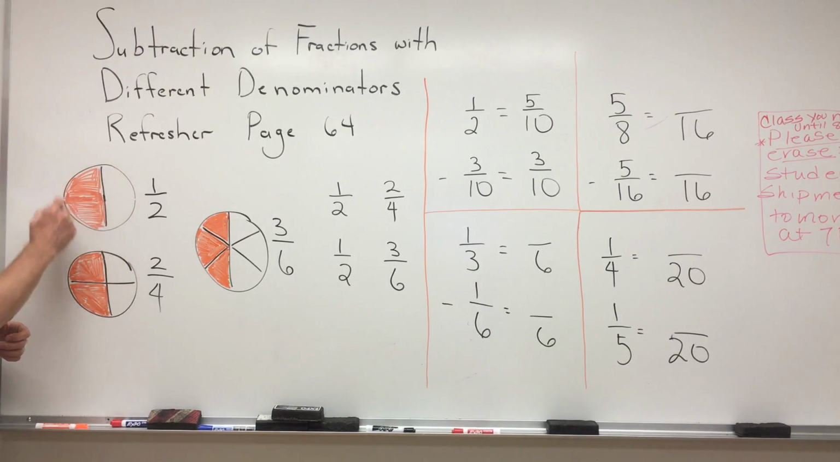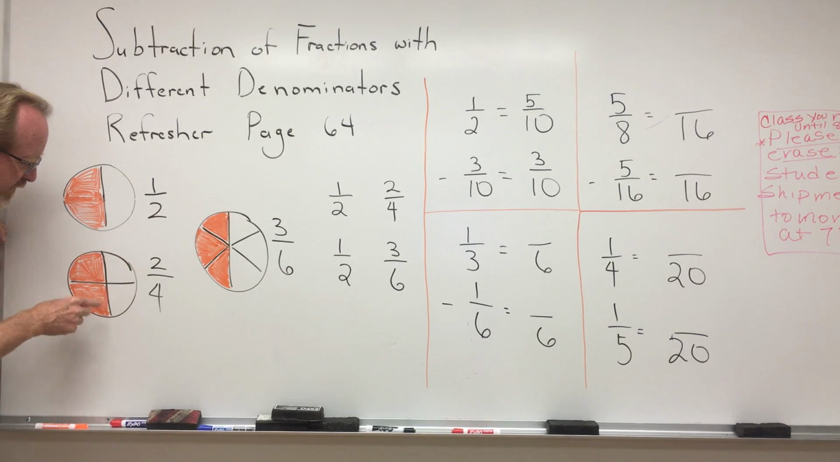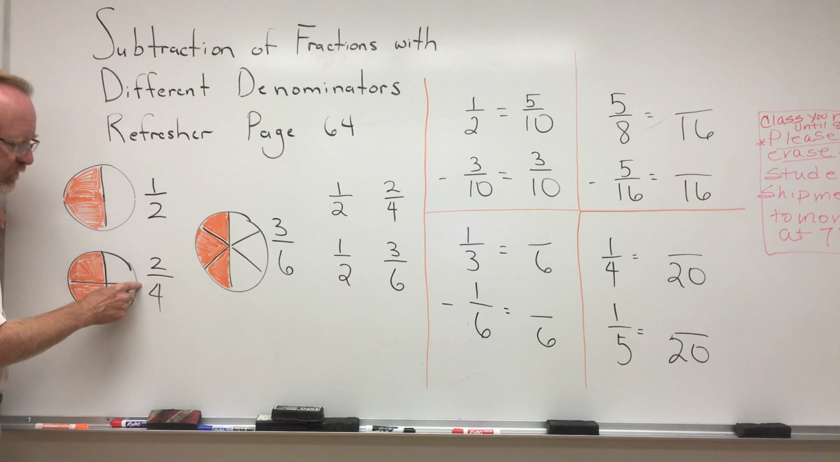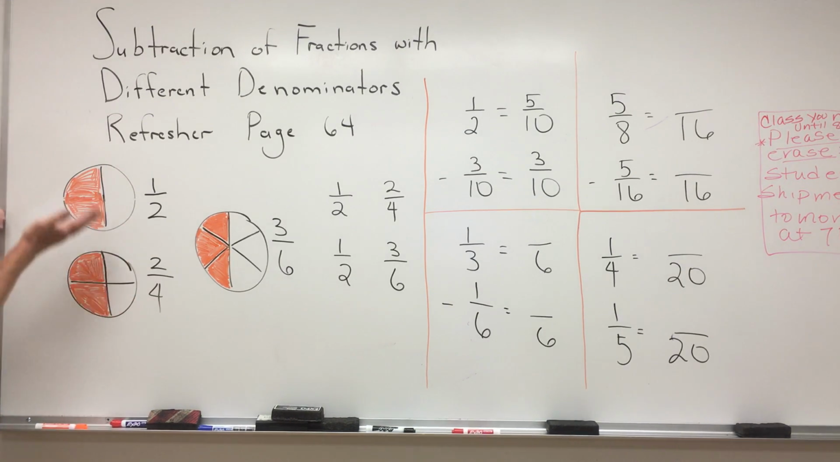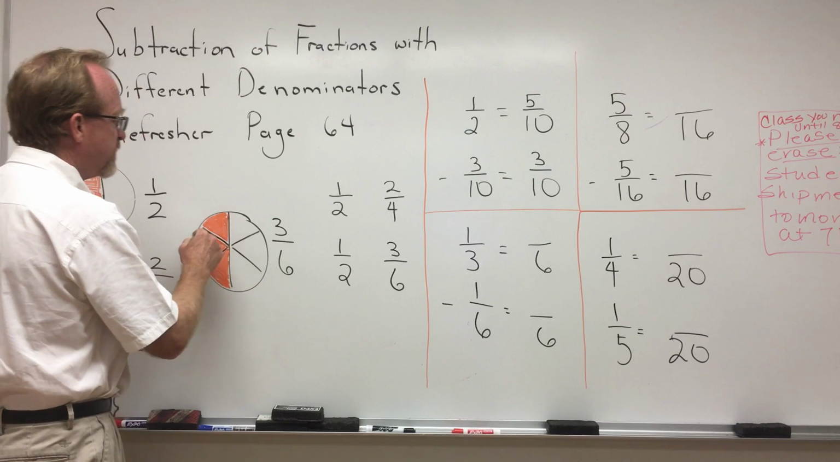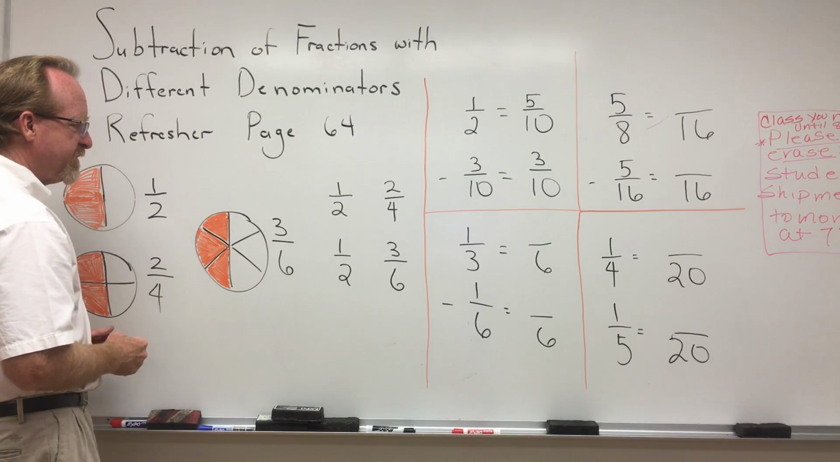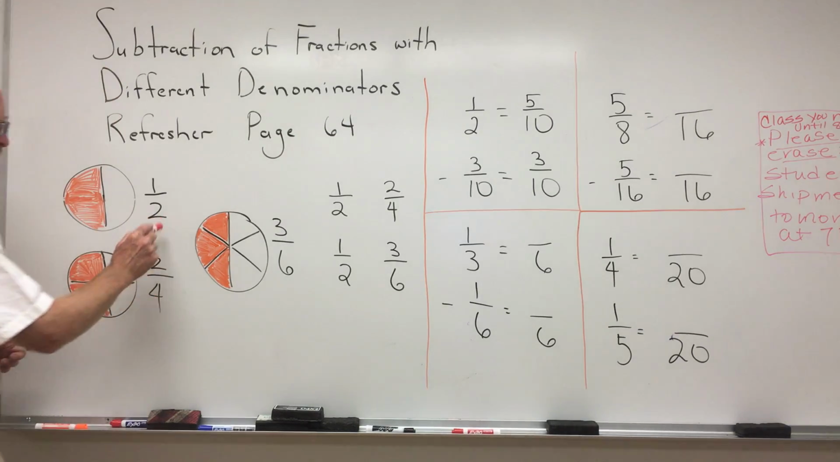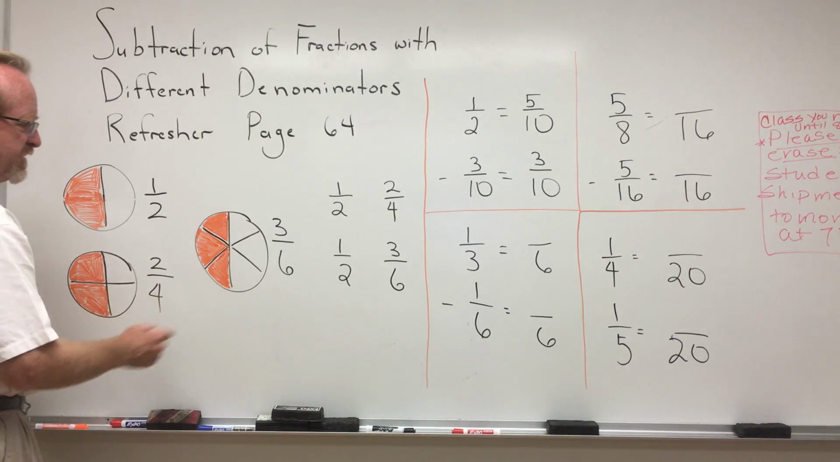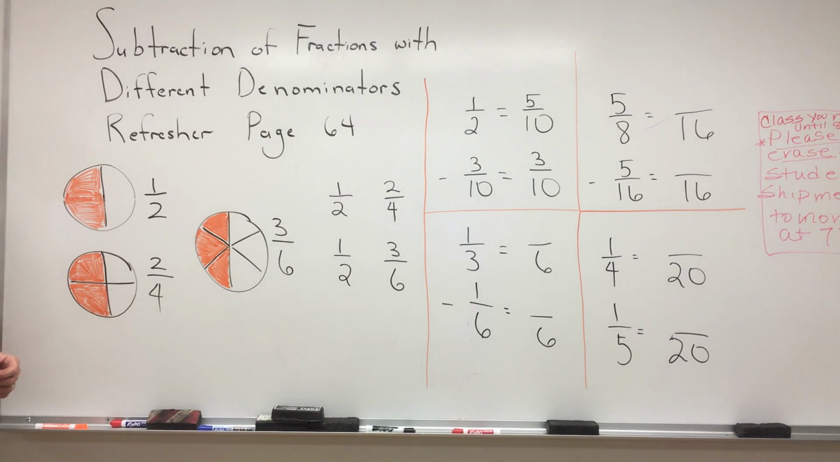Here, I did a circle and cut it in half, and I colored one side, 1/2, 1 part of 2. Here, I cut this circle into 4 pieces, and I shaded 2 of them, 2/4. And I think if you look, you would agree that those are equal. Okay, and they are. Here, I've cut it into 6 pieces, and I shaded 3, and again, that's equal to 1/2. So 1/2 and 2/4 and 3/6, they're all equal to each other.